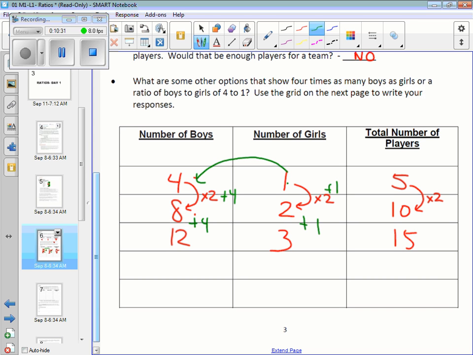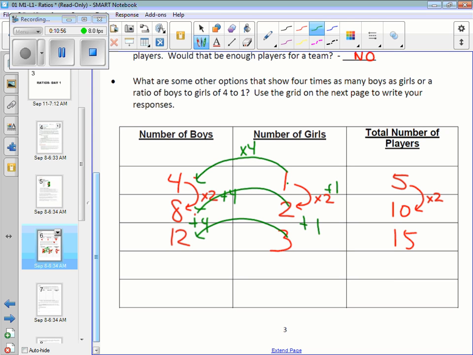Okay, if you say add 3, it has to work here too, and it doesn't. 1 plus 3 is 4, but 2 plus 3 is not 8. So it can't be adding. Go. If it is times 4, it should work here too. 2 times 4 is? 3 times 4 is? And it works that way also.